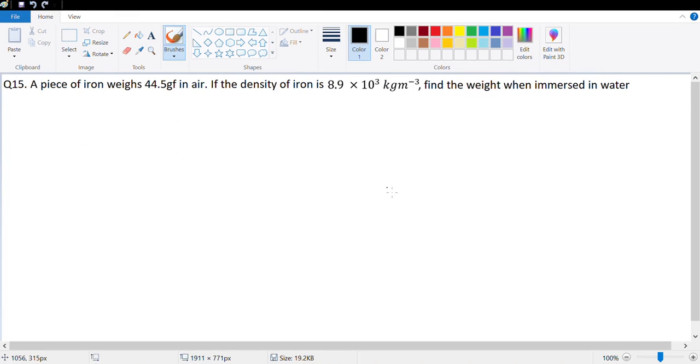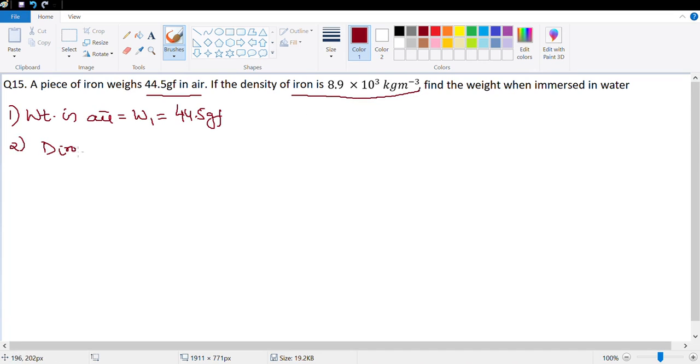Let's look at the next question. Next question is question number 15. It says a piece of iron weighs 44.5 gram force in air. So let's just do the calculation. Weight in air is equal to W1, which is 44.5 gram force. Density of iron is given. So point number 2, density of iron is equal to 8.9 into 10 to the power 3 kg per meter cube. Find the weight when immersed in water.